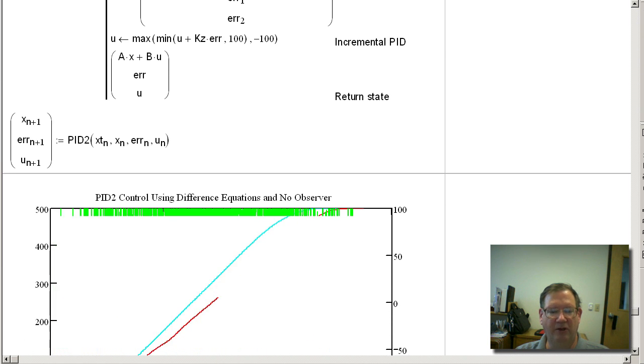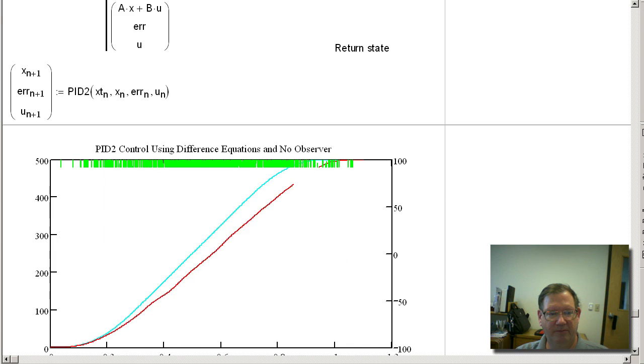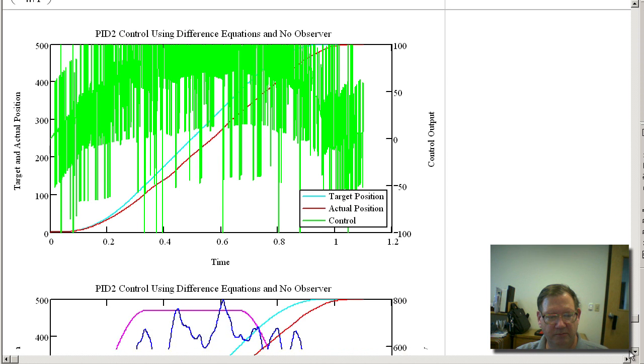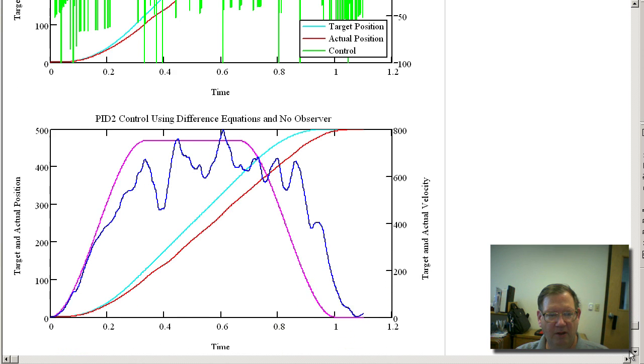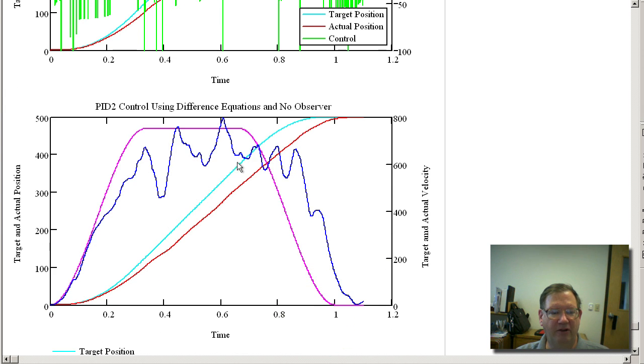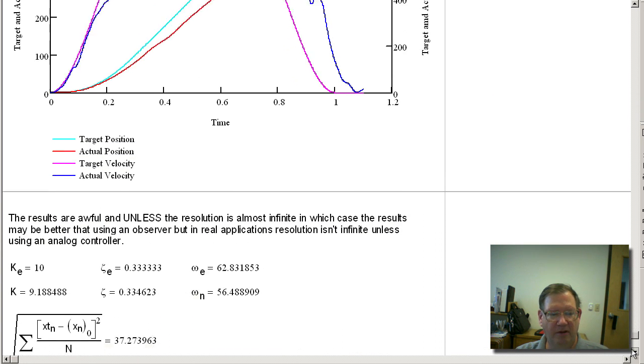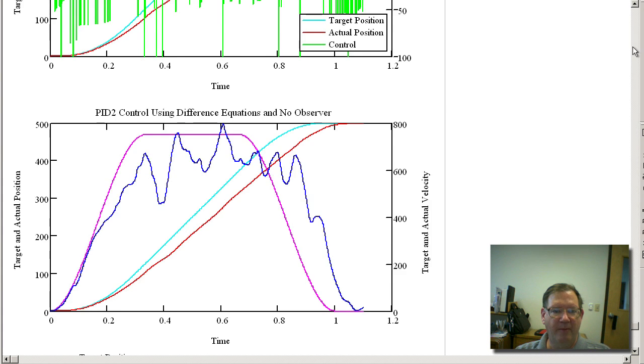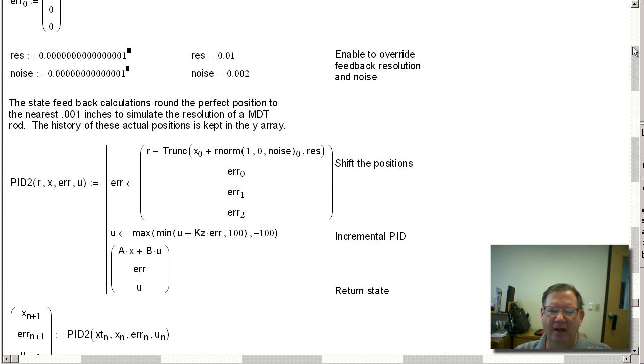And this is what it looks like. This is unusable. Here you can see the velocity, the target and actual position, and the target and actual velocity. You can see the mean squared error is 37 millimeters. You might think, well, I'm making this look bad. Well, yes, I am making it look bad because I'm using real measured values here.